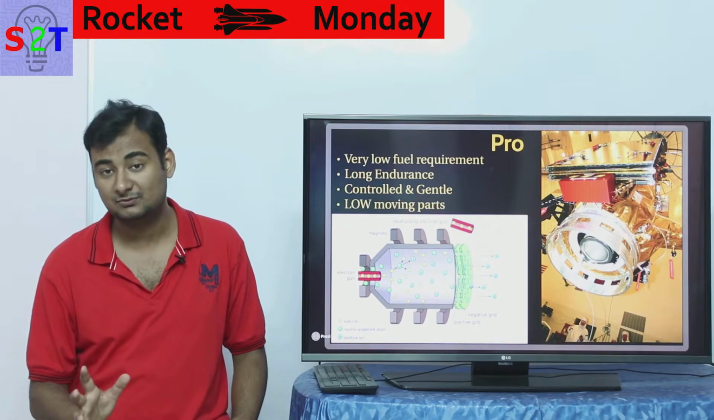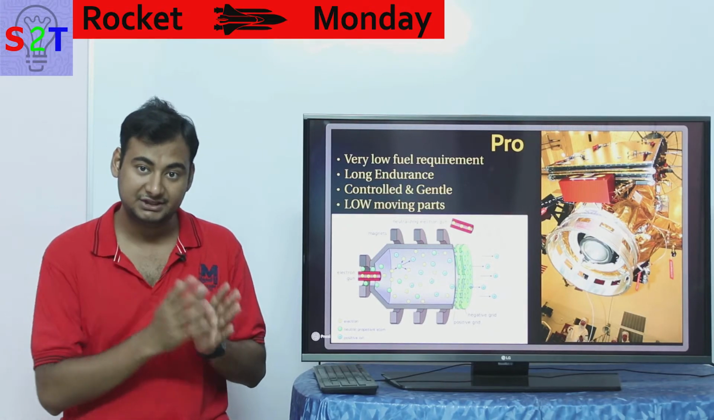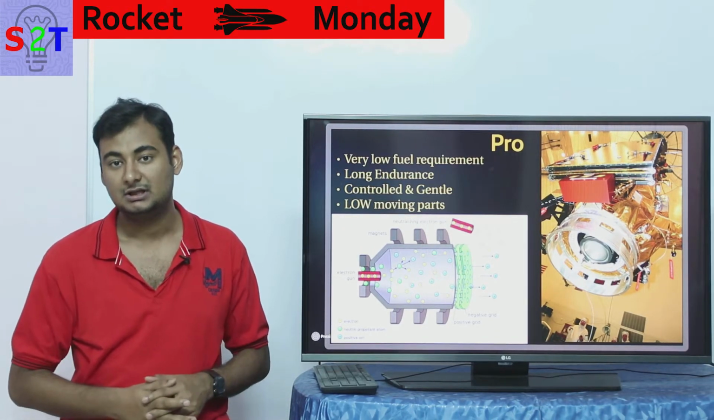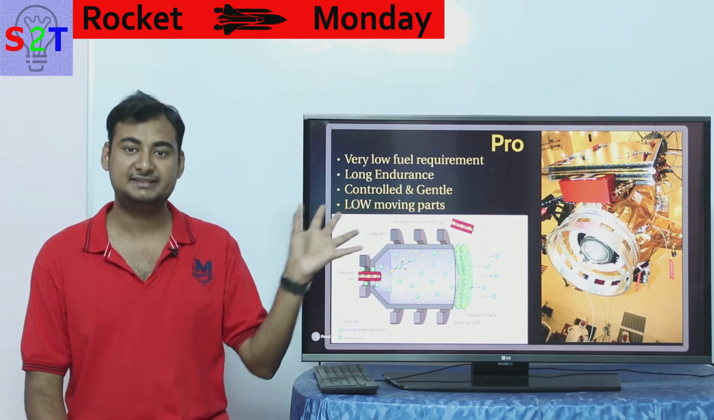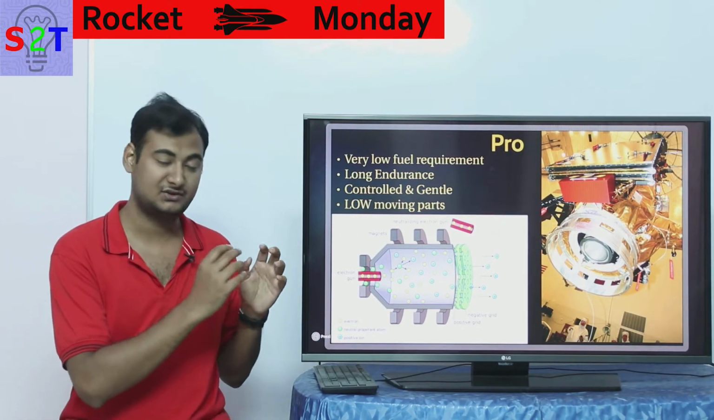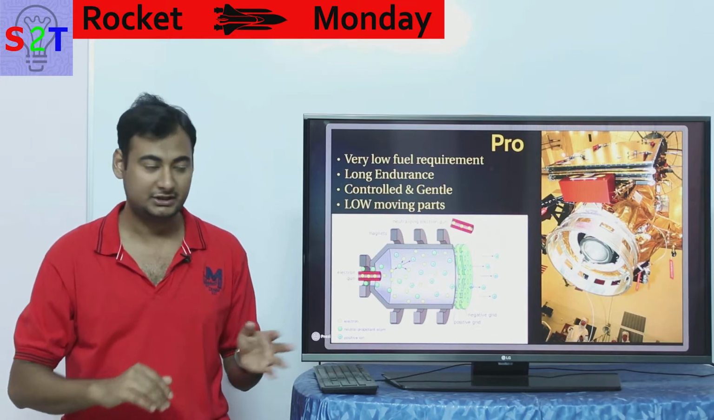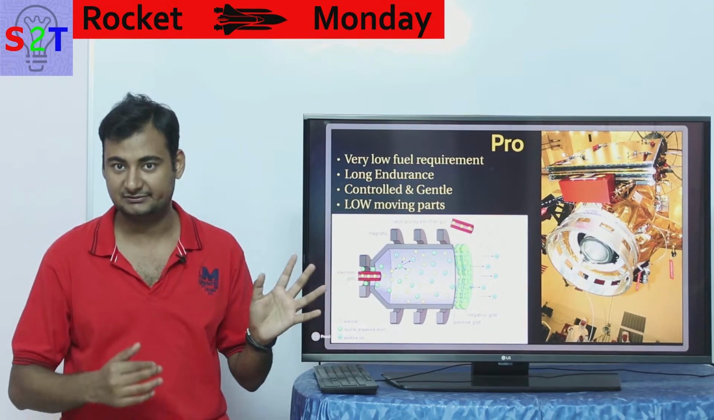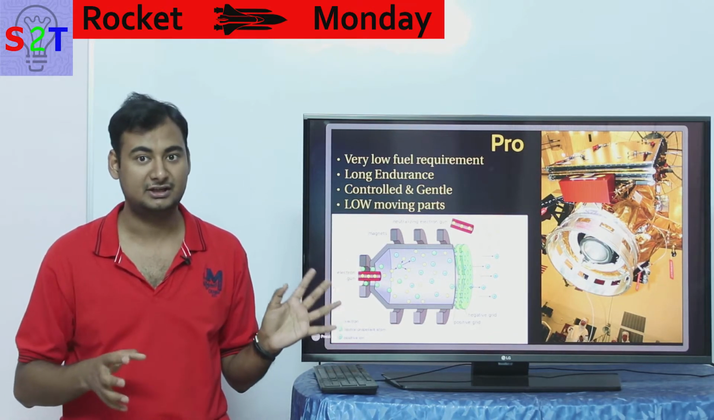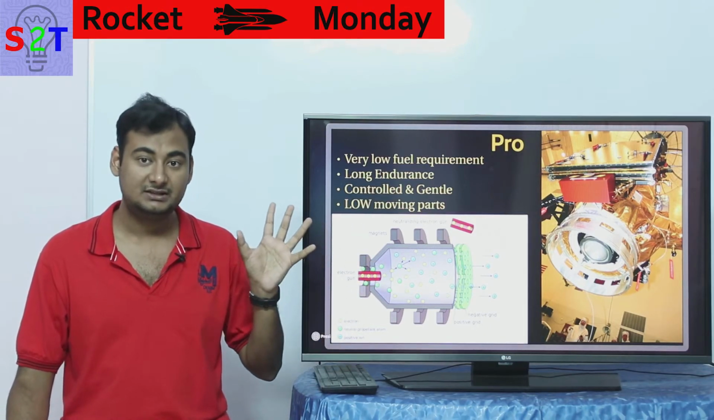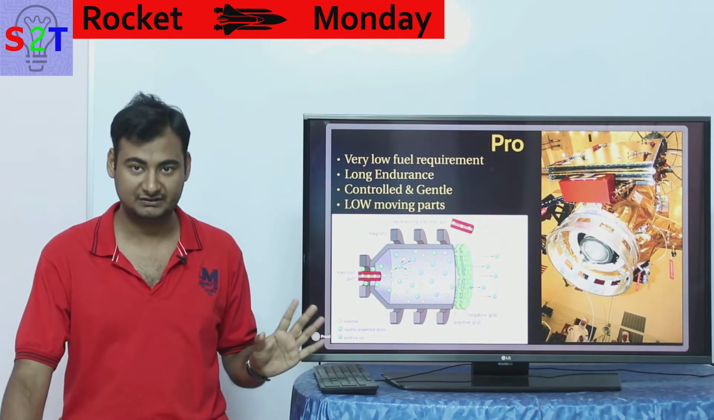It has almost no moving parts aside from an injector that is injecting the fuel. Inherently, it does not have turbo pumps, it does not have cooling fluid like liquid hydrogen or oxygen running around to cool the chamber. It's very simple, it has almost no moving parts inherently.